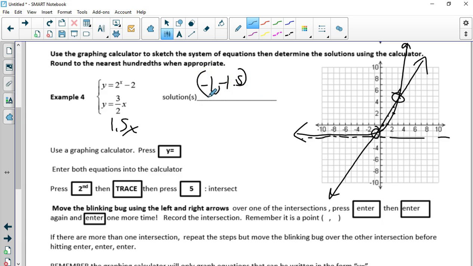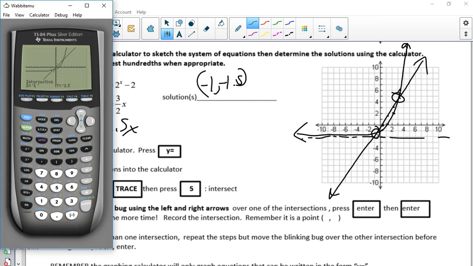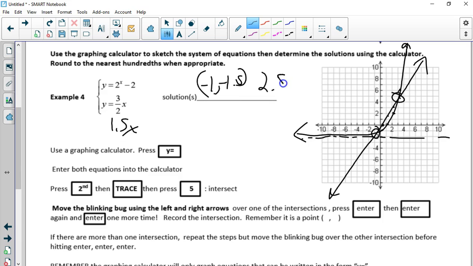And now we're going to repeat. So we're going to go to second calculate, intersect, come up to the other point of intersection, as close as possible, and then enter 3 times. And we have about 2.5, 3.8. Which makes sense because it's not quite on a corner point.